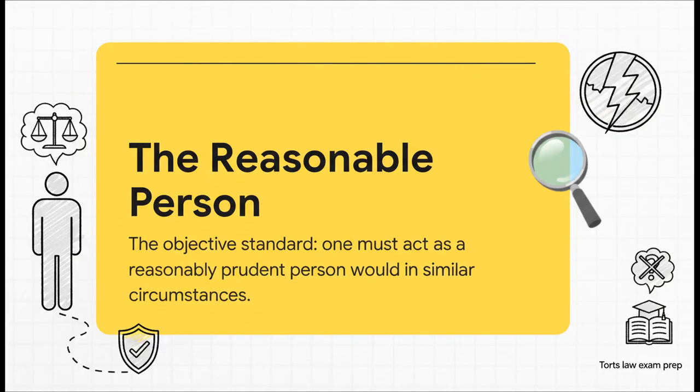Now for that second element, breach, it's all judged by what we call the reasonable person standard. The law doesn't really care what was going on in the defendant's head. Nope. It asks a simple, objective question. What would a reasonably careful person have done in that same situation? If the defendant's actions fell short of that, that's your breach.